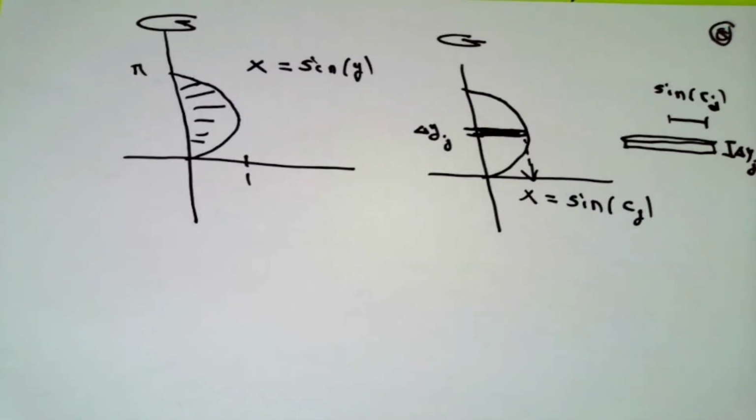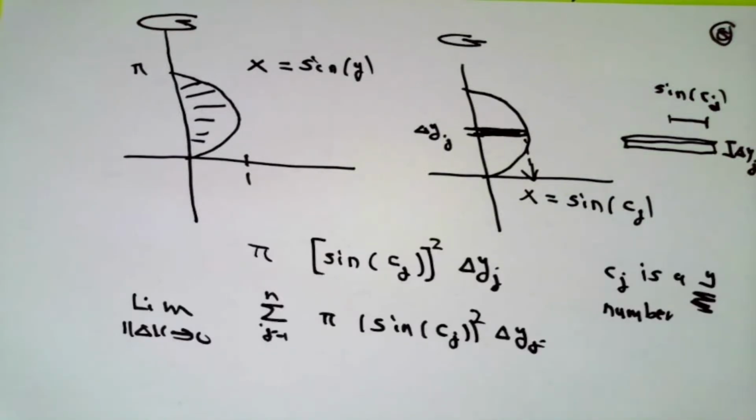I keep saying I instead of j. This is just out of force of habit. I want to figure out the volume of this disk. It's pi times radius squared times perpendicular height. Once we've done that, as usual, add them up and take the limit.